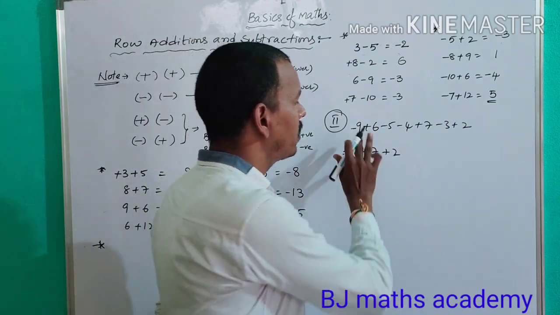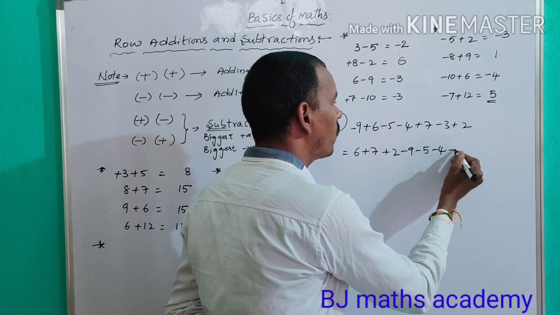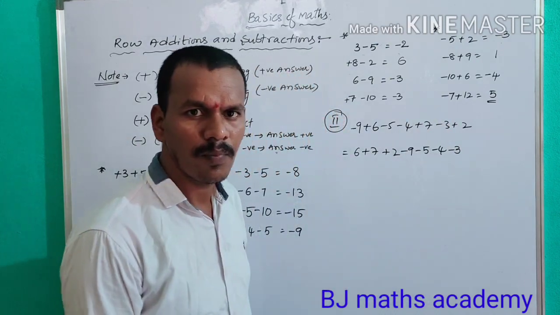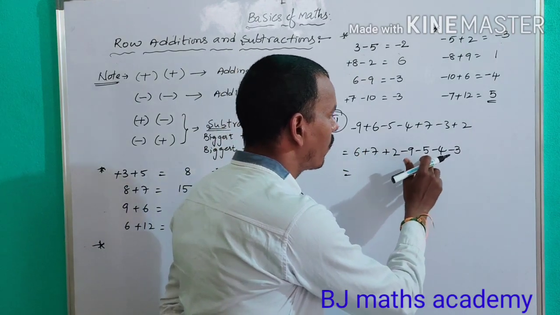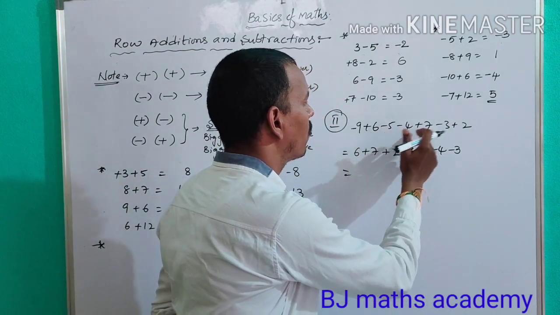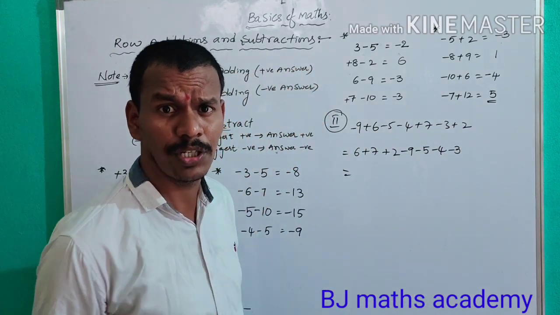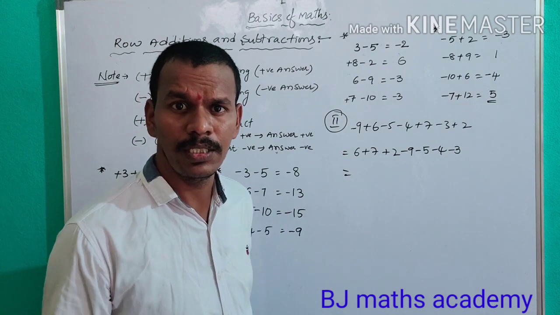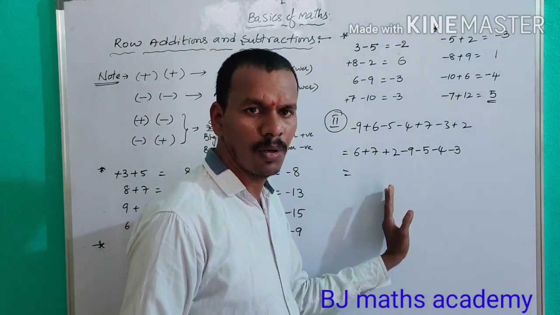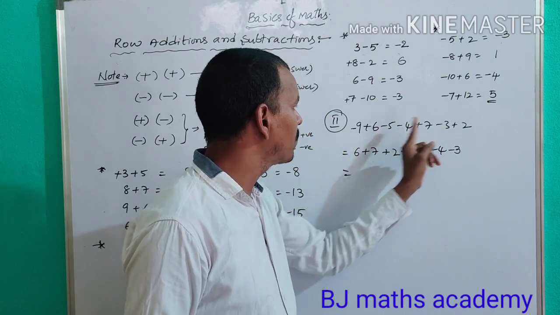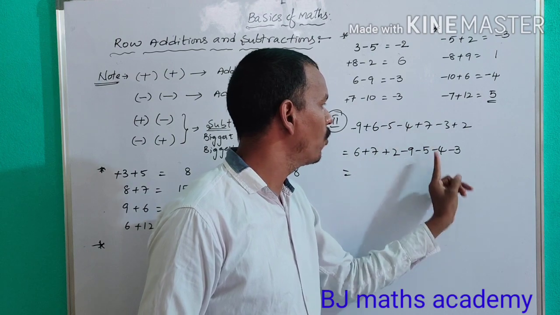Now next, go to the negatives. Minus 9, minus 5, minus 4, minus 3. So all numbers have been written. 1, 2, 3, 4, 5, 6, 7. There are 7 numbers, and I have written 7 numbers. But the places have changed; the signs cannot be changed. Signs means symbols, so I am not changing the symbols. You can see here plus 6, plus 7, plus 2, minus 9, minus 5, minus 4, minus 3.